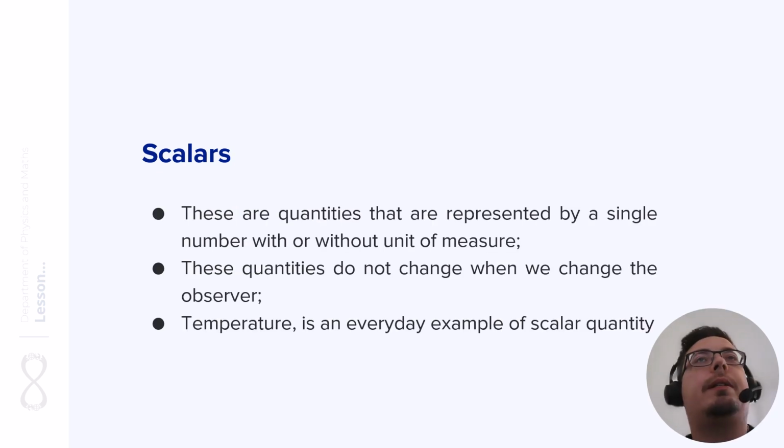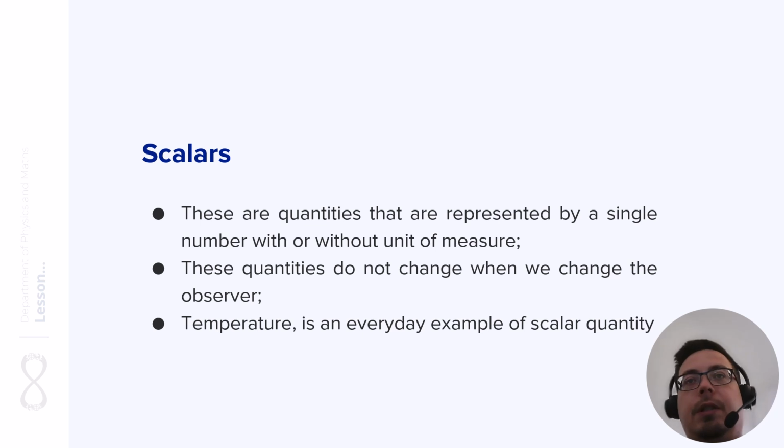So what are scalars? Scalars are those quantities that are represented by a single number, with or without a unit of measure, and they don't change depending on whoever is watching that observable. Okay, so they are independent of the observer.